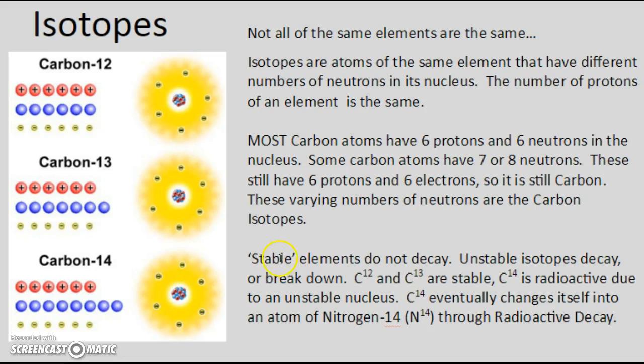We're going to start looking at using terms like stable and unstable. A stable element does not decay. Unstable isotopes decay or break down. Carbon-12 and carbon-13 are very stable. Carbon-14 is very radioactive due to an unstable nucleus. Carbon-14 eventually changes itself, or decays, into nitrogen-14 through radioactive decay.